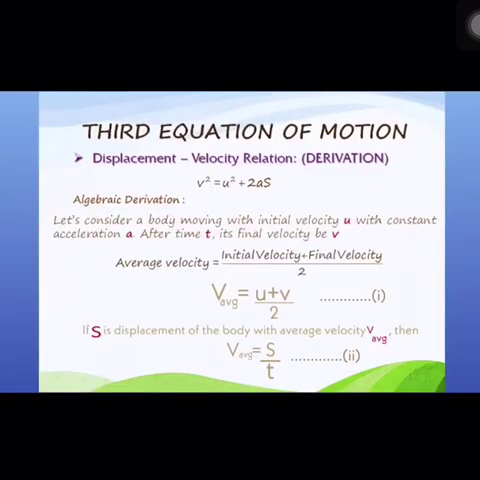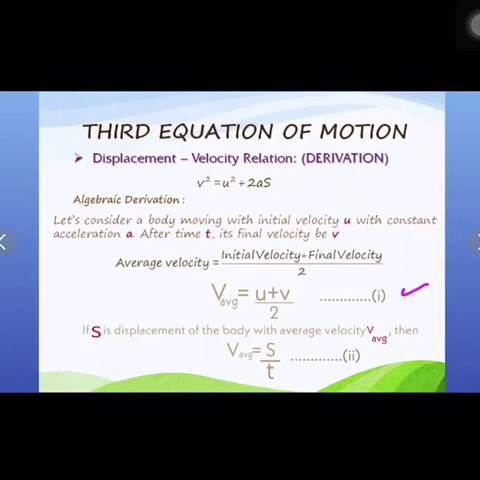Now let us see how to derive it. So consider a body moving with initial velocity u with constant acceleration a. After time t, its final velocity becomes v. Again, you have to write both the formulas for average velocity, which is initial velocity plus final velocity upon 2. Give this equation number 1.